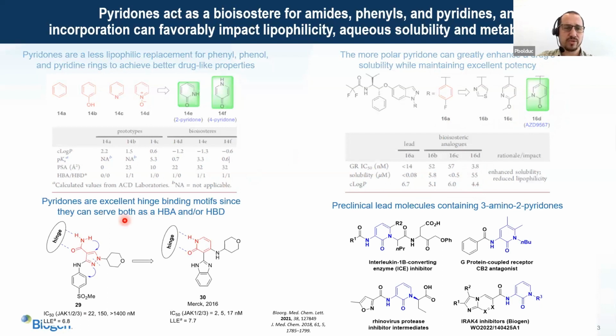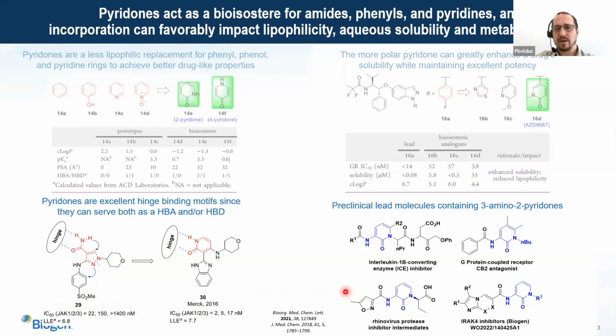Other applications for the properties of the pyridone is their potential as a hydrogen bond donor and acceptor, which in this case this Merck paper described as replacing this pyrazolo-acetamide motif in order to maintain the hinge binding region, which improved their potency, and then the LLE value went up by almost 1 unit.